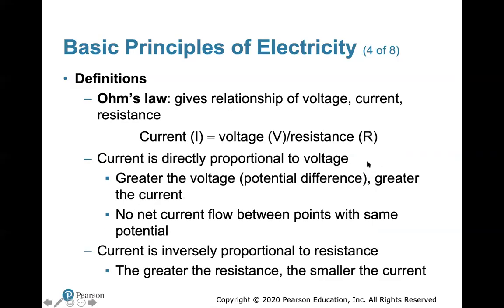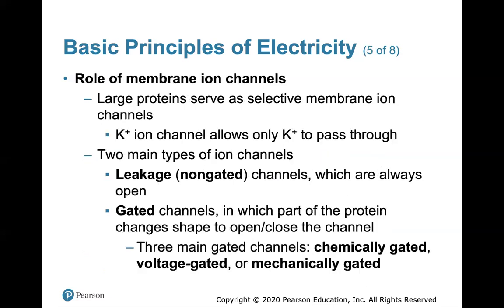We talk a little bit about Ohm's law, which gives the relationship of voltage, current, and resistance. And this just tells us that the current is equal to the voltage divided by the resistance. So this just means that current is directly proportional to voltage. So if voltage, or the potential difference, increases, the greater the current. No net current flows between points with the same potential, and current is inversely proportional to resistance. So the greater the resistance, the smaller the current.